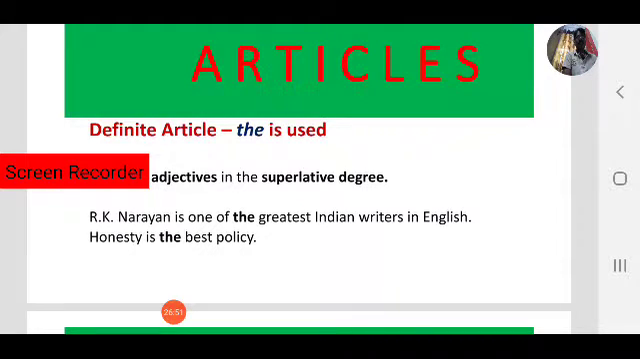Honest is the best policy. The best. Why do we use the before best? Yes, best is a superlative degree. Good, better, best. Good is positive, better is comparative, best is superlative. So before all superlative degrees we use the definite article.